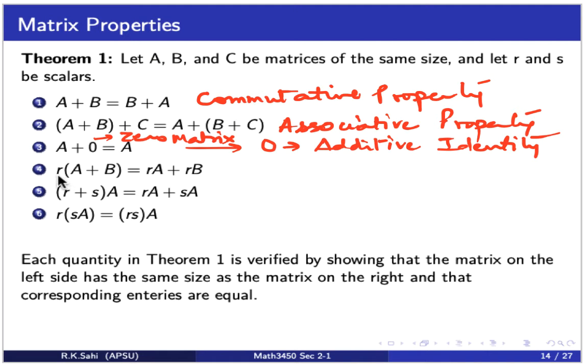Now, if we multiply a scalar to the sum of two matrices, it's the same as multiplying the scalar to the individual matrices and then adding. Or if we add two scalars and then multiply by a matrix, it's the same as independently doing scalar multiplication R to A and S to A and then adding. So these two are our distributive properties.